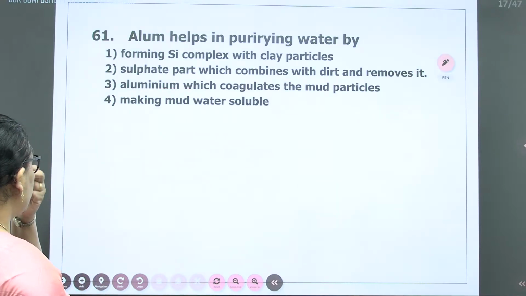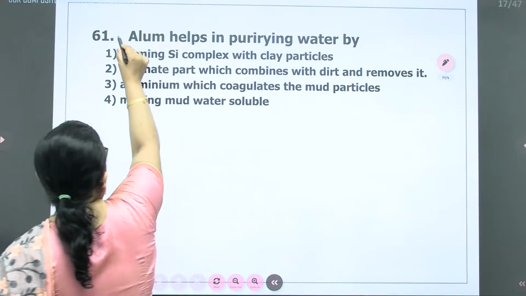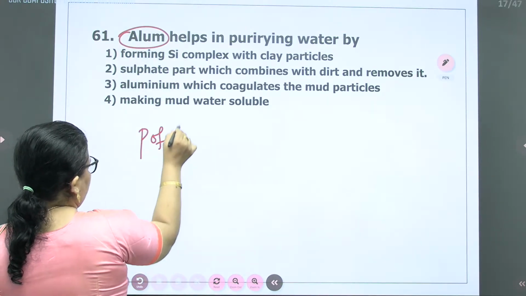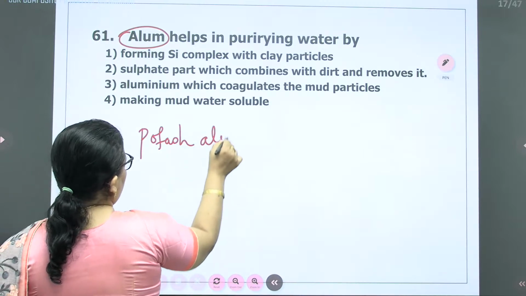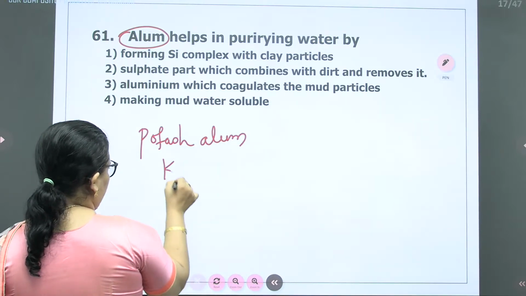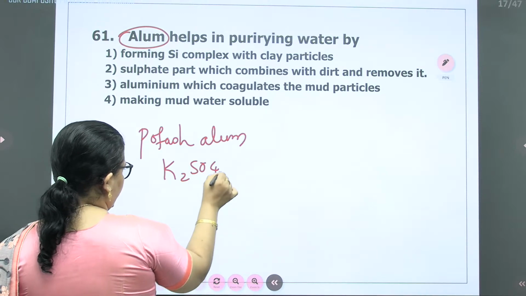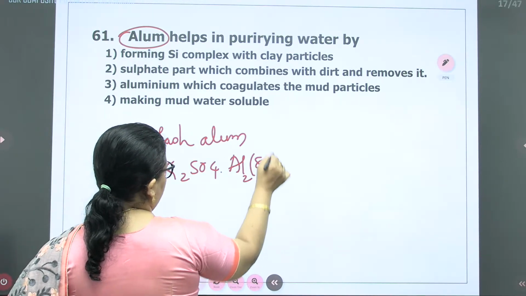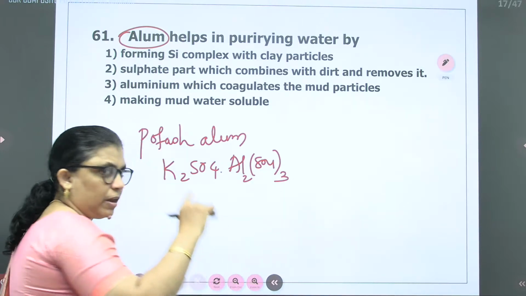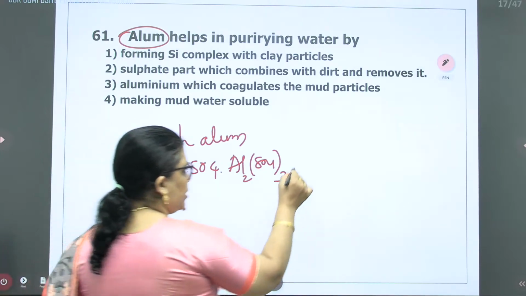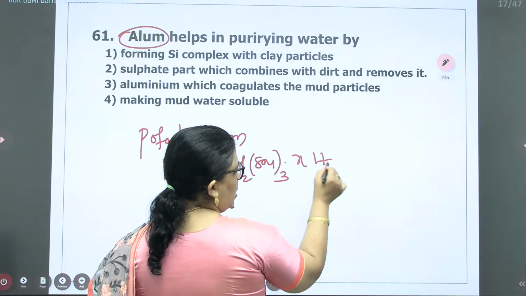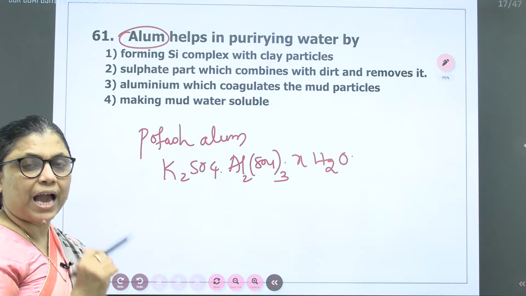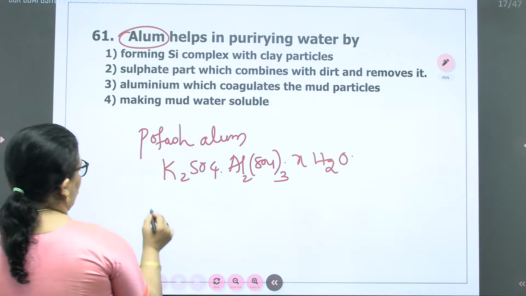61. Alum, potash alum. Alum is nothing but what? We can even name it potash alum. It is an example of a double salt: potassium sulfate and aluminium sulfate, hydrated. Hydrated potassium sulfate and aluminium sulfate can act as a coagulating agent.